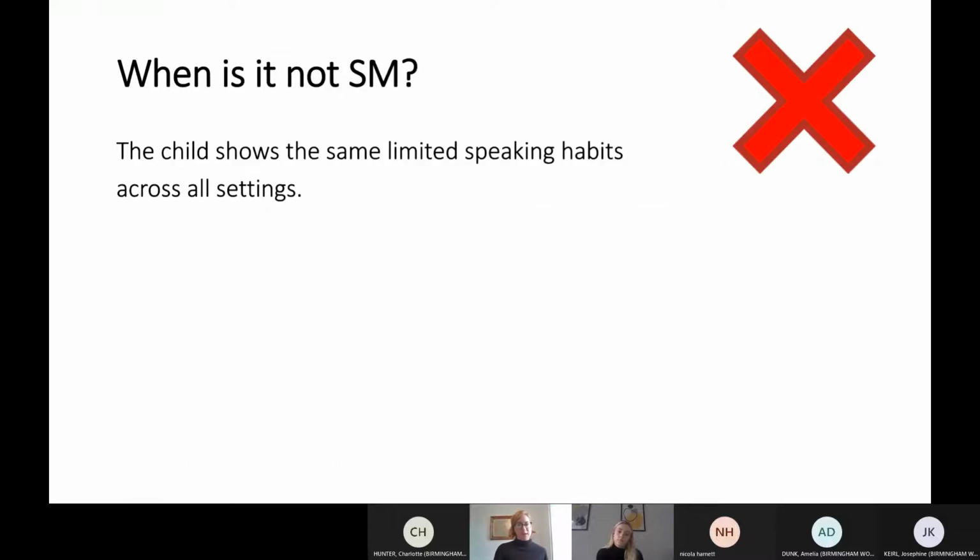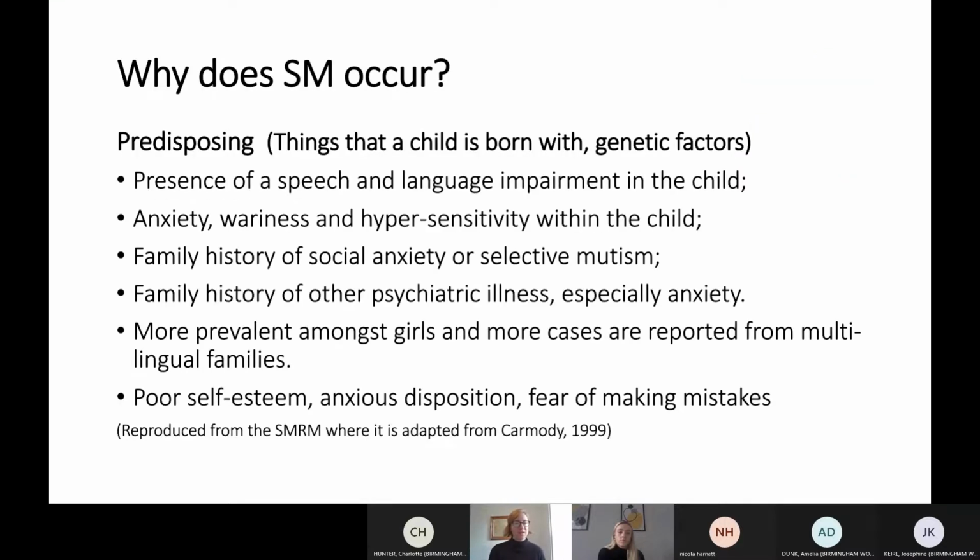Okay, so when is it not selective mutism? It's not selective mutism if the child has the same limited speaking habits across all settings. So we need to see a difference for it to be selective mutism. You might have a child who has a really severe learning disability, so they might be non-verbal or minimally verbal, or they might have a very severe, specific developmental language disorder. So their language difficulty is really, really severe. We need to see that in some situations they can speak in line with their general skills, and in other situations they stop speaking. So there needs to be that difference for it to be selective mutism.